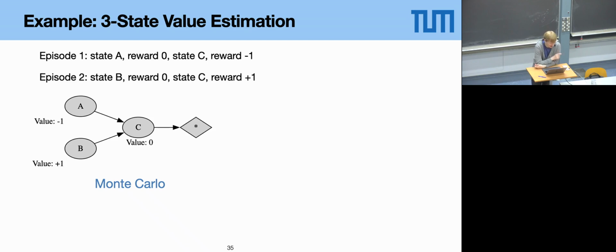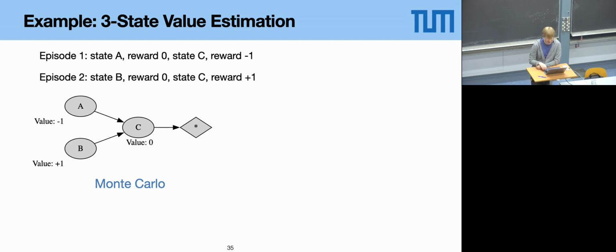And now the way Monte Carlo estimates the value of state A is we have one data point where we have been in state A, and then we follow the rewards that we observed from that state. We first observed a reward of 0 and then a reward of -1, which means the value of the state is -1. And just the same thing for state B. So we had one observation of state B, then we had a reward of 0 and a reward of +1 there. The sum is +1, so the value of state B is +1.